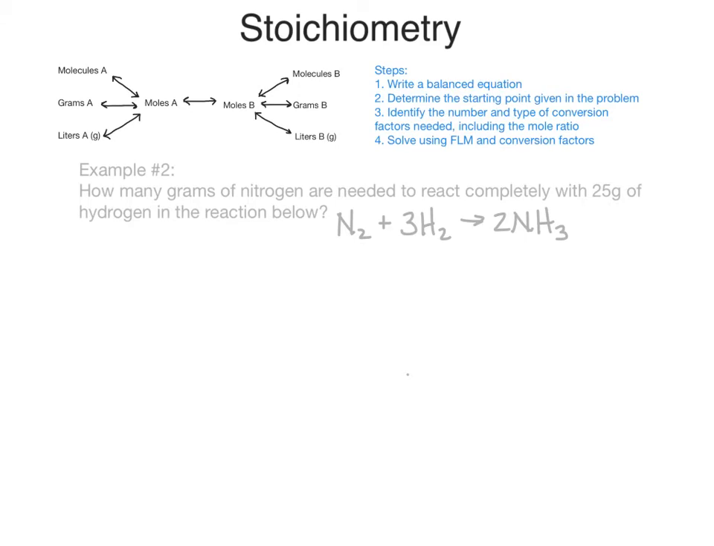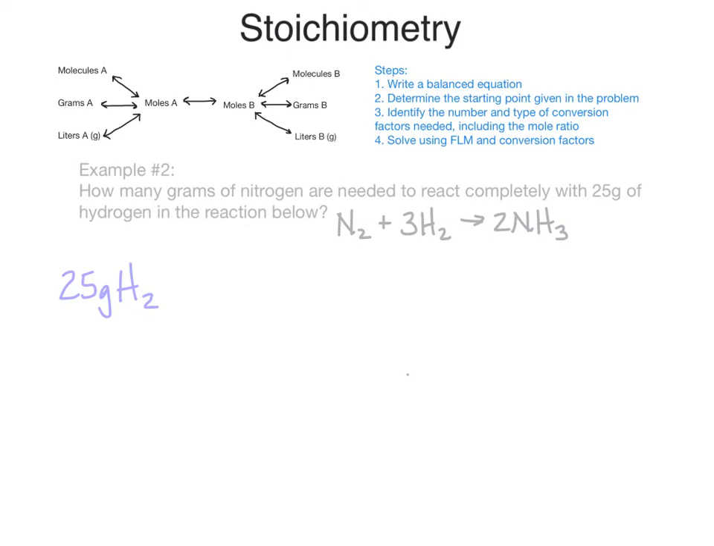So now let's take a look at example number 2, which asks, how many grams of nitrogen are needed to react completely with 25 grams of hydrogen in the reaction below? And step 1 is always to write a balanced equation. Since they've given us an equation, I'm just going to check to make sure that it's balanced, and it is, so I can move on to my next steps. And for factor label method, we always want to start with what we're given. So what I've been given is 25 grams of hydrogen, and in this reaction I'm dealing with hydrogen gas, so it's going to be H2.